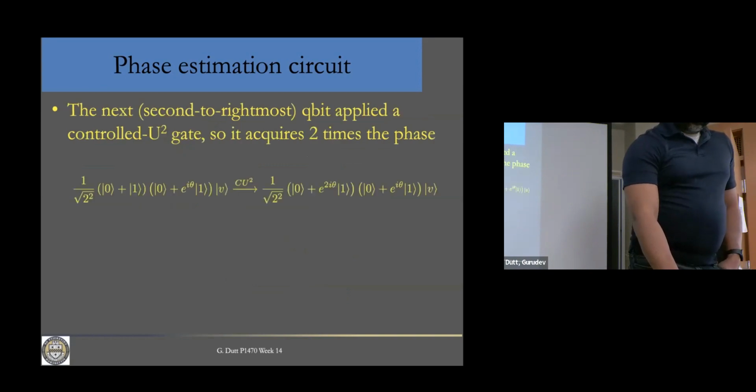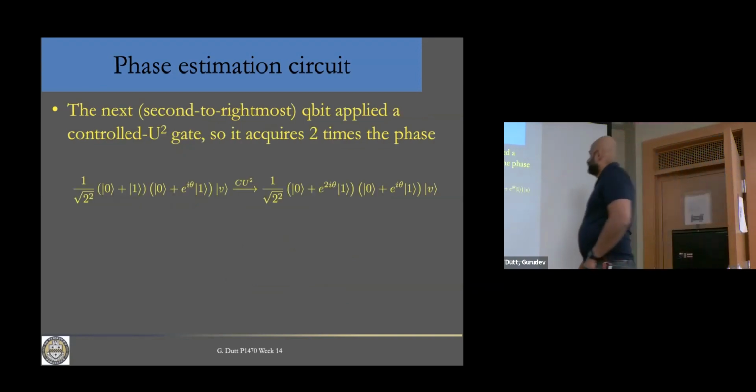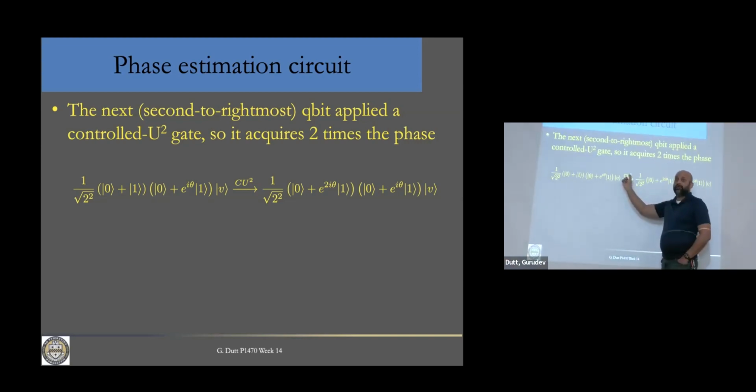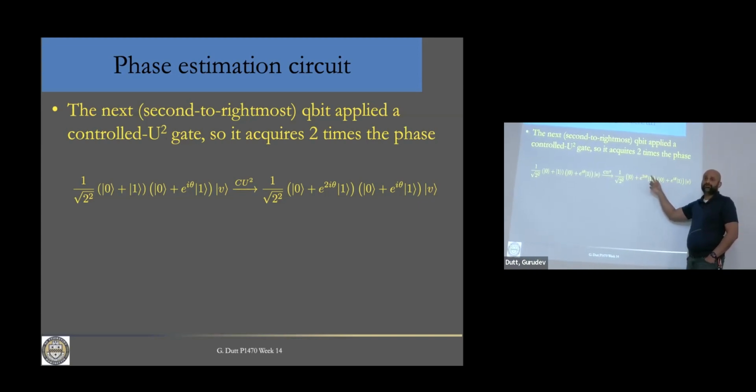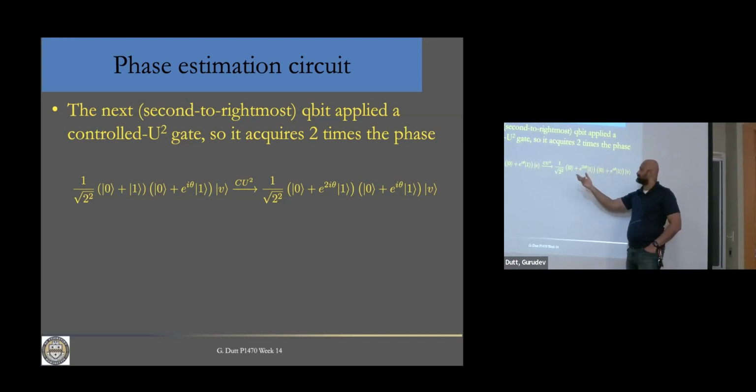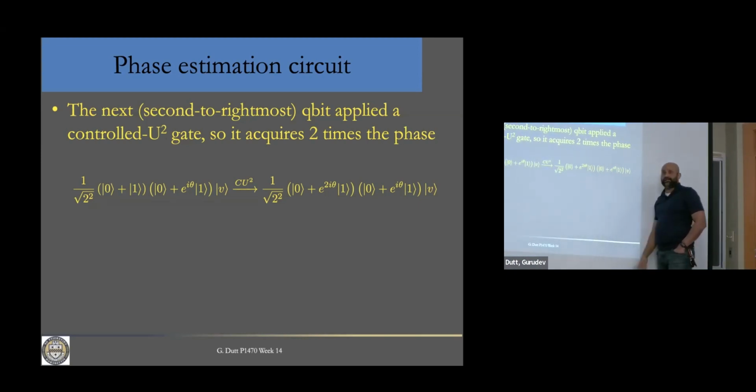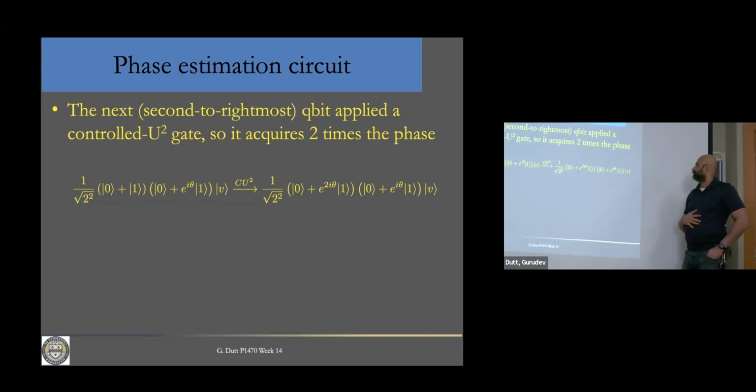All right, so now we can continue like this. We go to the next qubit register, and this time we are not applying CU, we are applying CU squared. So when I do that, by the exact same argument, I'm going to get 0 plus e to the 2i theta 1. CU squared is just U applied twice, so that gives me U squared, and that's going to give me e to the 2i theta.